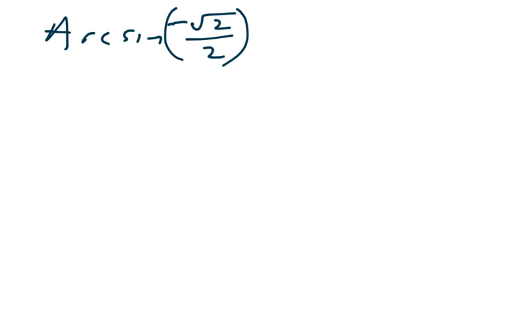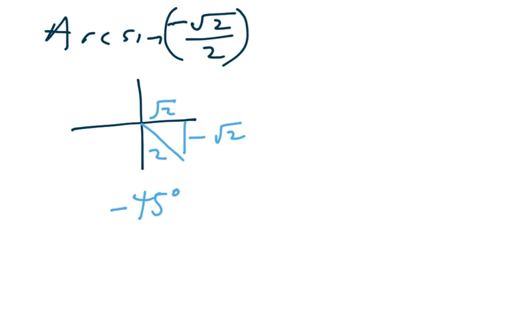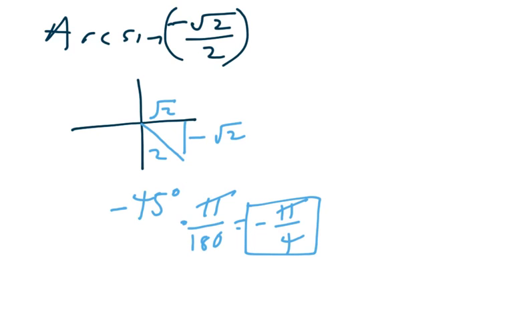If I wanted to do the arc sine of the negative square root of 2 over 2, what I would do is, first of all, remember that this is in the fourth quadrant. And so this is negative square root of 2 over 2. Now, since this is a 45, 45, 90 triangle, because this side would be the square root of 2, what this would be is negative 45 degrees. But we're working in radians, so my answer is going to turn out to be negative pi over 4.